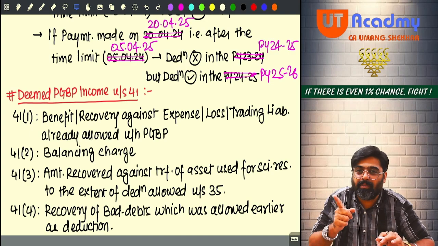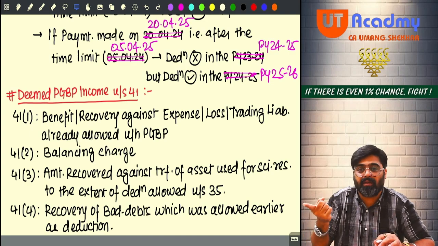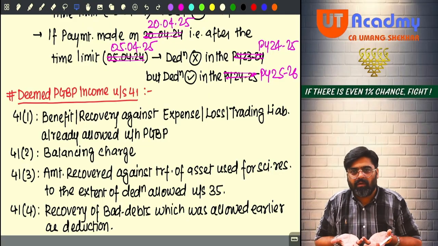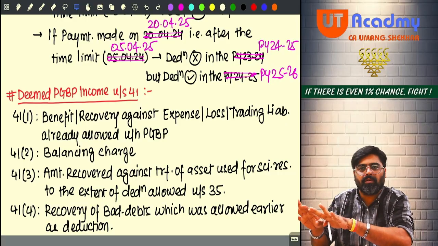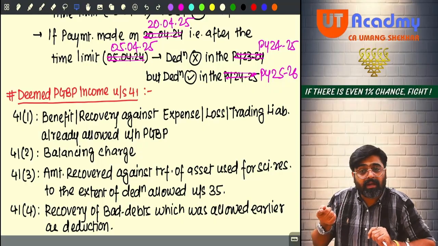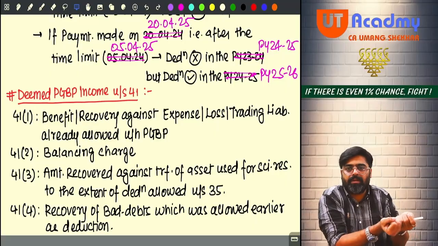See, PGBP is not difficult. You make it difficult by thinking that it is difficult. Apply some logic. What income I have to take for business, what incomes will come, I have to identify those incomes from my question. You have to ask yourself whether this kind of income I have seen in PGBP. If yes, consider that income under PGBP.